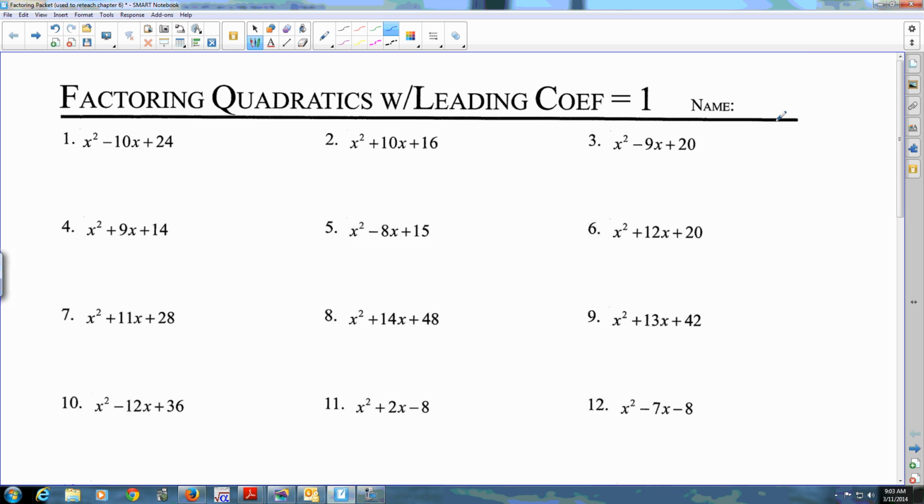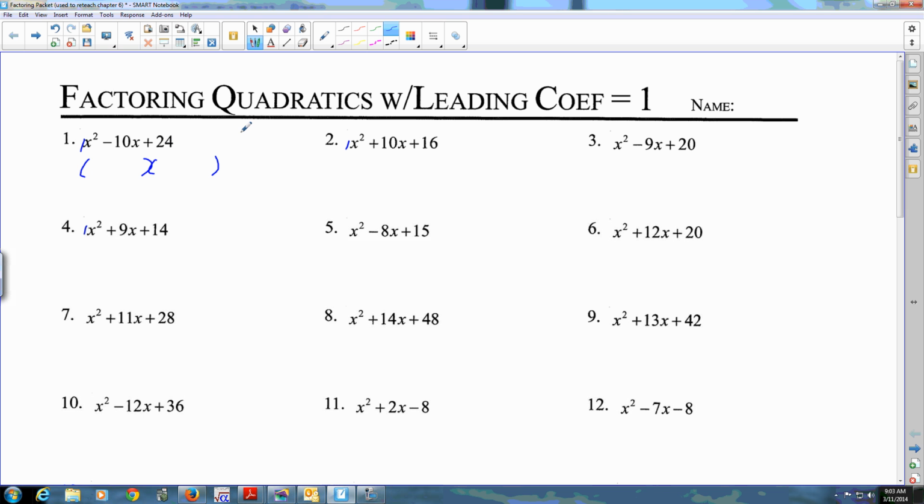Hello everyone, this is for reviewing how to factor for Chapter 6. Everything that's on this page, notice that the leading coefficient is 1. When the leading number is 1 and you're factoring, it's really just about your times tables. You're going to unfoil it. You want to know, what did you foil to get this?